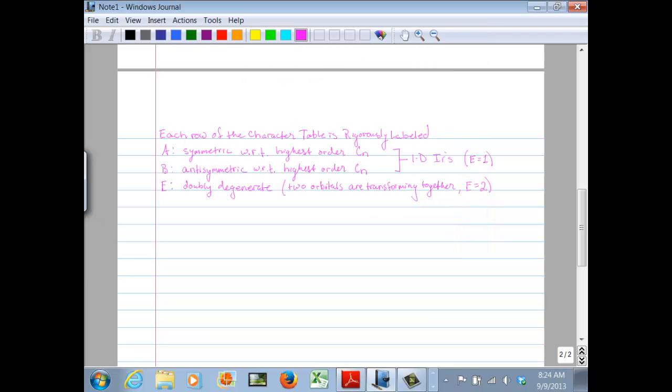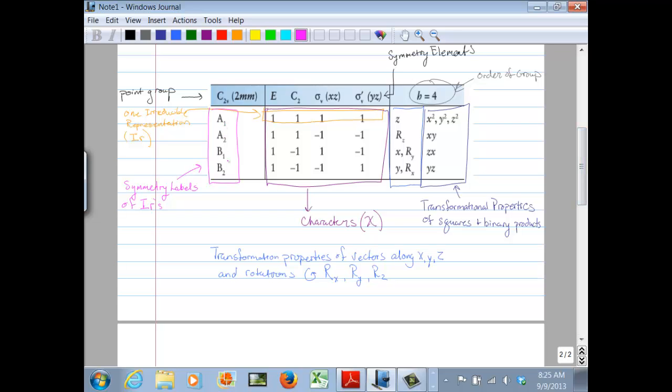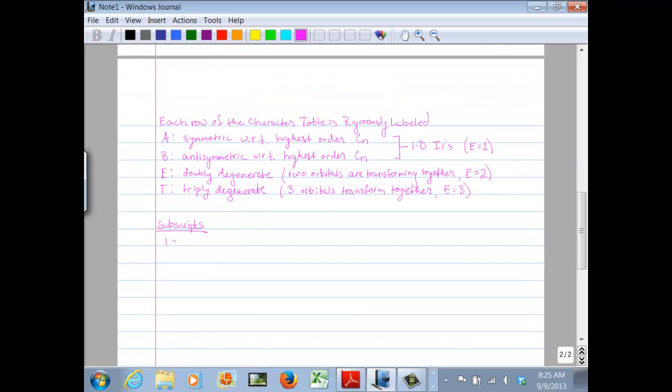Okay, let's do a few more quickly. T is triply degenerate, and that just means that three orbitals transform together. You have a 3 under the identity operation. So A, B, E, and T are the four different labels that you can have. They also have subscripts. If you notice back up here, we had subscripts of 1 and 2. A subscript of 1 tells you that it's symmetric with respect to a sigma v or a perpendicular C2 axis.